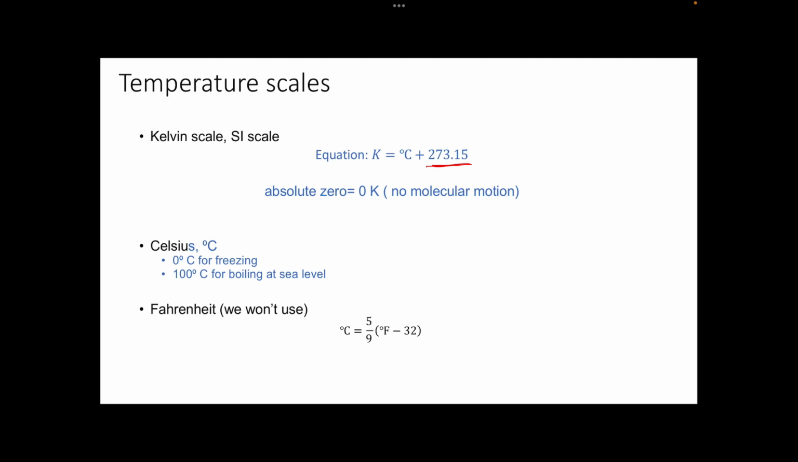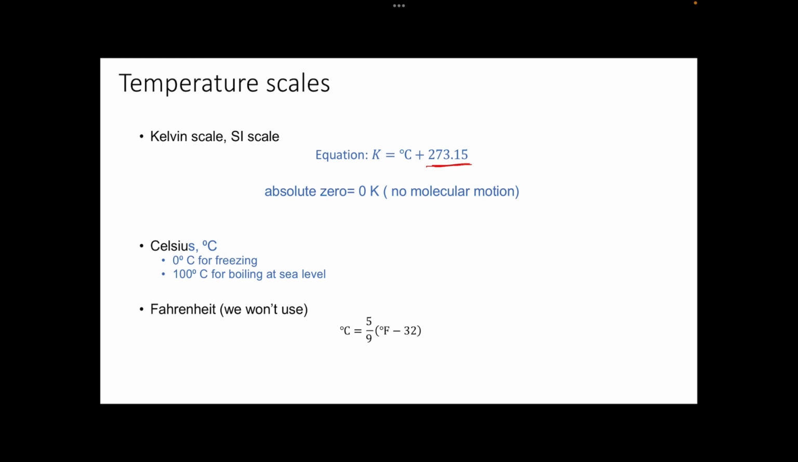Most of the temperatures that we experience around us are around 290 to 373 Kelvin or so. That's ambient temperatures around us. 298 Kelvin is about ambient, like room temperature.